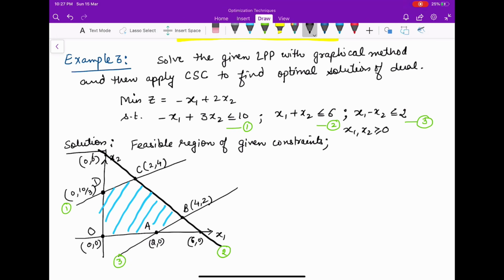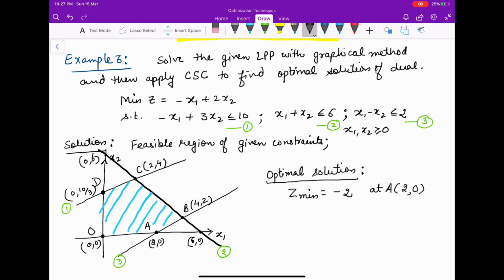Now for the optimal solution of this problem, you can either draw the objective function line or you can calculate the objective function, minimization z = -x1 + 2x2, at these corner points, and you can find the optimal solution. Because we want minimization, z minimum is -2 at the point 2, 0, which is A. So this is the optimal solution of the given primal problem.